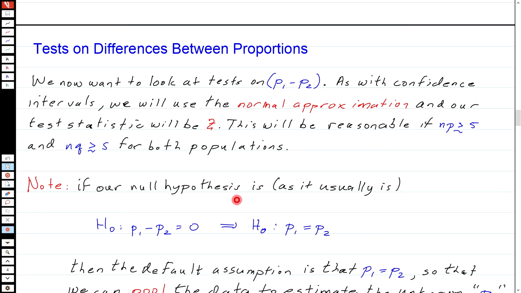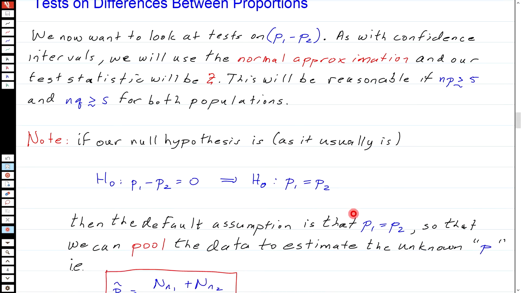If our null hypothesis is that P1 is equal to P2, which translates into P1 minus P2 equals 0, this is usually what we're going to be testing: the null is that they're the same and the alternative is that they're different in some way. If they are the same, assumed under the null, then our estimates p hat 1 and p hat 2 are actually estimates of the unknown common probability of success. And we're going to basically pool the set of observations to get an improved estimate of this unknown but equal probability of success.